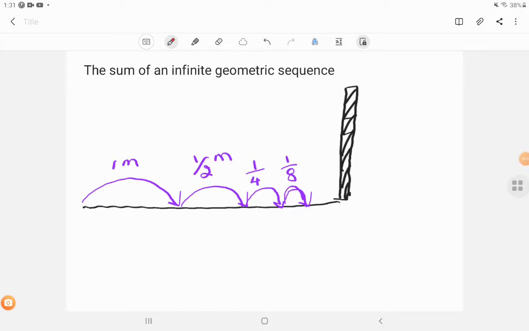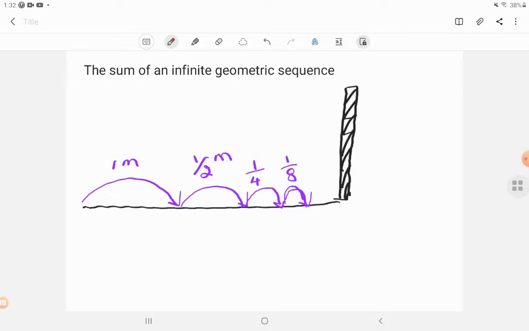Everyone. So in this lesson we are focusing on finding the sum of an infinite geometric sequence. So let's look at the diagram here. This diagram represents a wall, and imagine that you're 2 meters away from the wall. So therefore at the first step you're moving 1 meter towards the wall.